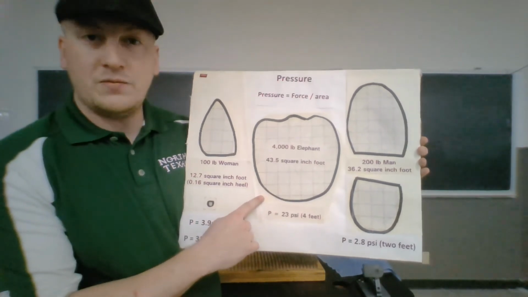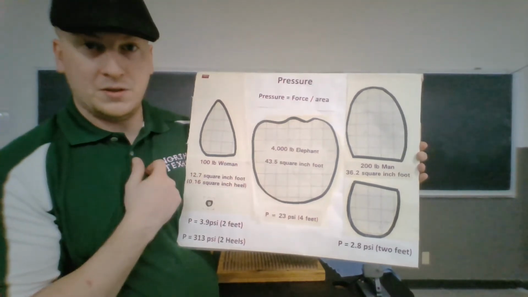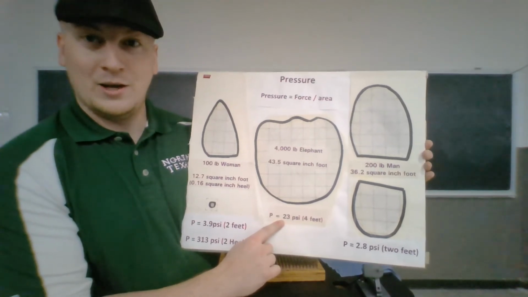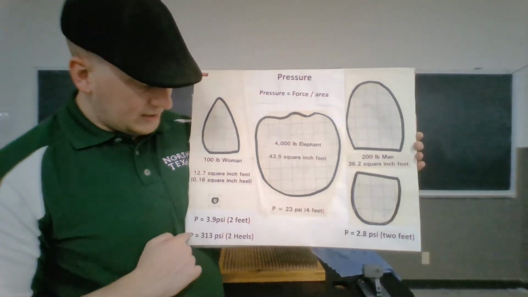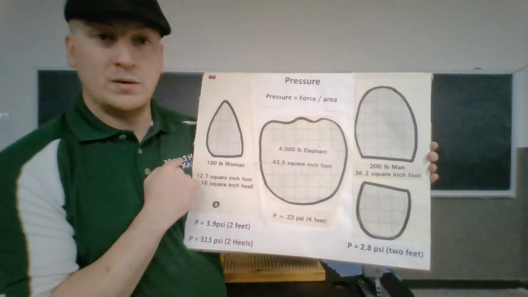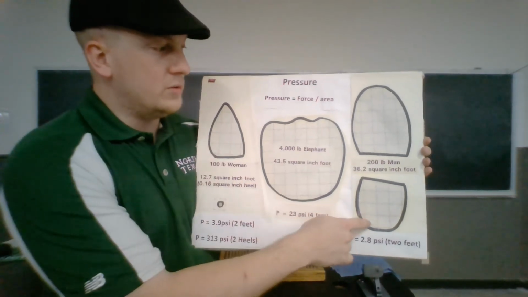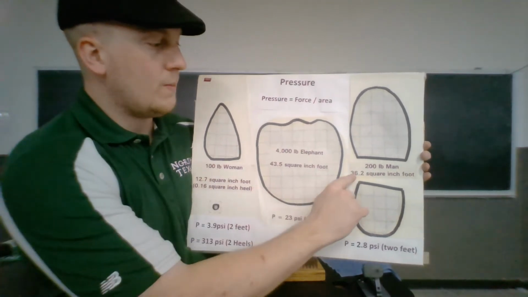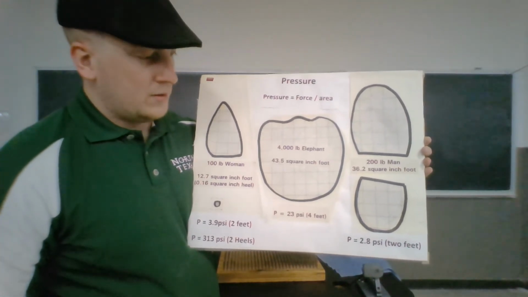But now if we look at an elephant's foot, with all this surface area, a 4,000-pound elephant with a 43.5 square inch foot gives us 23 PSI. That means the pounds per square inch is less here than it is for the heel of two heels by a 100-pound woman, even though the elephant is 4,000 pounds. And now we go over to the square inch foot for a 200-pound male, which is 36.2 inches, but a PSI of 2.8 per square feet.